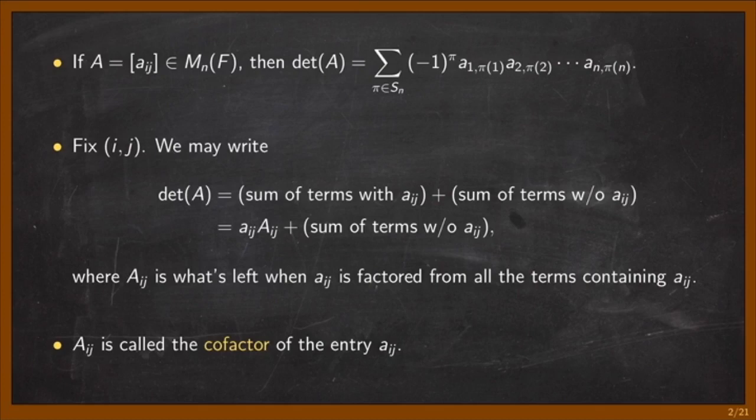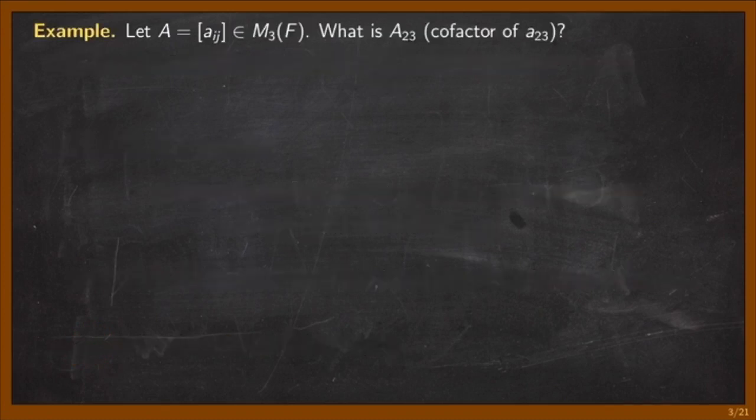So to recall, to get the cofactor of the entry aij, we want to collect all the terms that have aij as a factor. Now, if the terms are already collected, we factor out the aij, and what's left as the other factor is called the cofactor of little aij. The question is, how can we compute the cofactor big Aij efficiently?